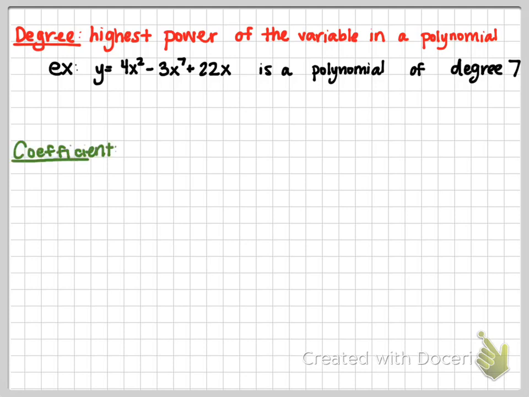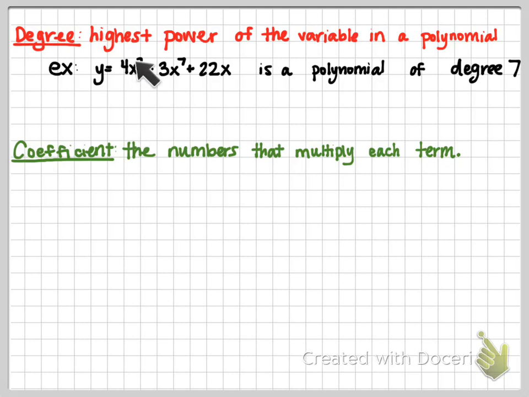Moving on, the definition for coefficient is just any number that multiplies each term, so the number in front. So here in this example up here, 4 is a coefficient of your x squared term, negative 3 is a coefficient of your x to the 7th term, and 22 is a coefficient of your x term. So all three of those numbers, 4, negative 3, and 22 are coefficients. That's probably a review. I'm sure you've heard that word before.